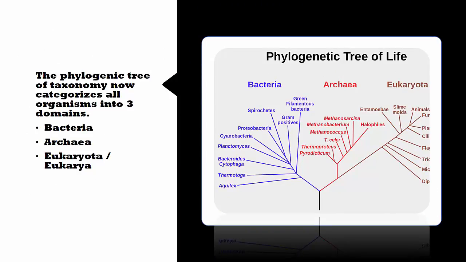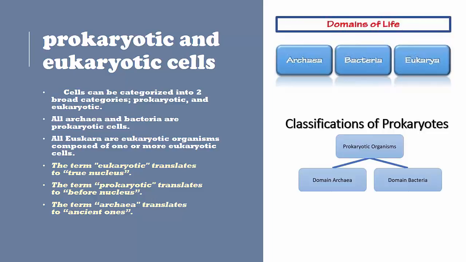So now the phylogenetic tree of taxonomy categorizes all organisms into 3 domains: bacteria, archaea, and the eukarya, sometimes called eukaryota. Cells can be categorized into 2 broad categories: prokaryotic and eukaryotic. All archaea and bacteria are prokaryotic cells. The eukarya are eukaryotic organisms which are composed of 1 or more eukaryotic cells. The term eukaryotic translates to true nucleus. The term prokaryotic translates to before nucleus. The term archaea translates to the ancient ones.